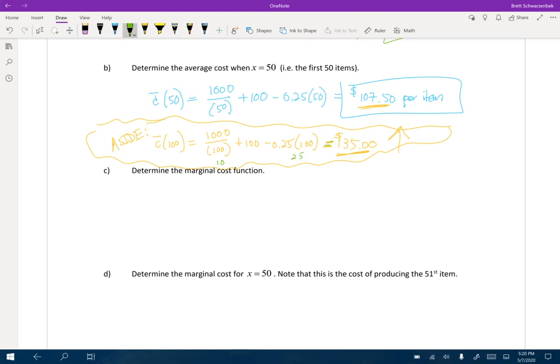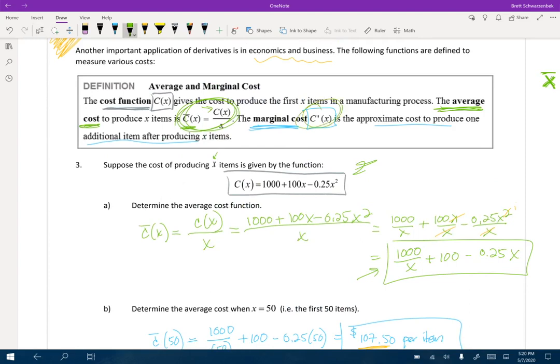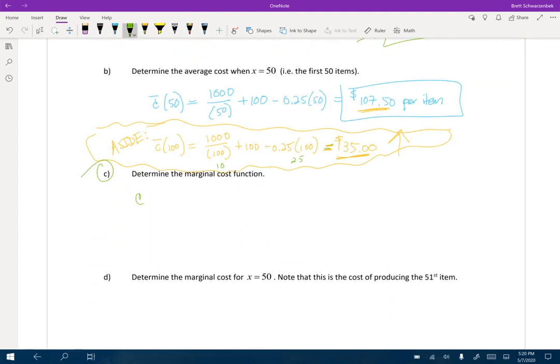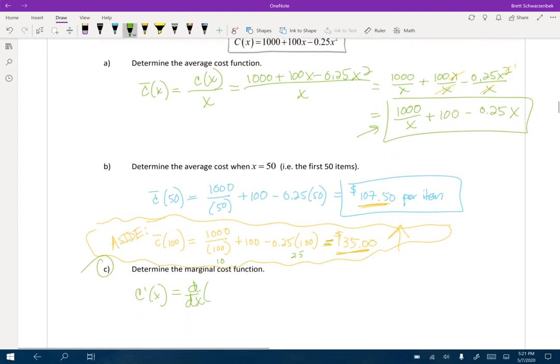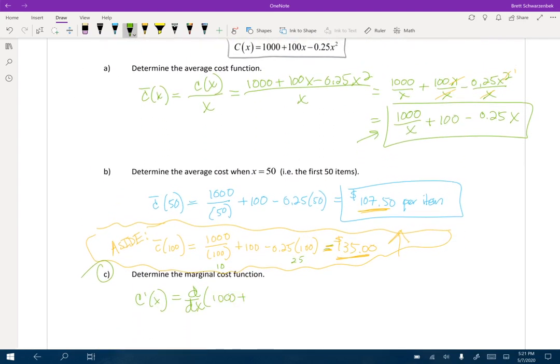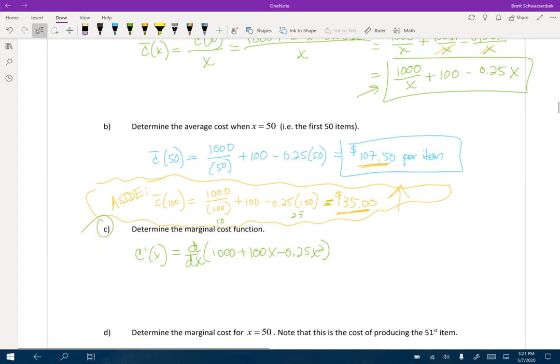Okay, next question. It says determine the marginal cost. Okay, so we learned that the marginal cost was C prime of x. So C prime of x is going to be equal to the derivative with respect to x of our function 1,000 plus 100x minus 0.25x squared. Okay, what does that look like? Well, the derivative of 1,000 is 0. The derivative of 100x is 100. And then the derivative of this is, 2 goes to the front, and you get 0.50, leaving an exponent of 1, so 0.50x. So this is the marginal cost function.